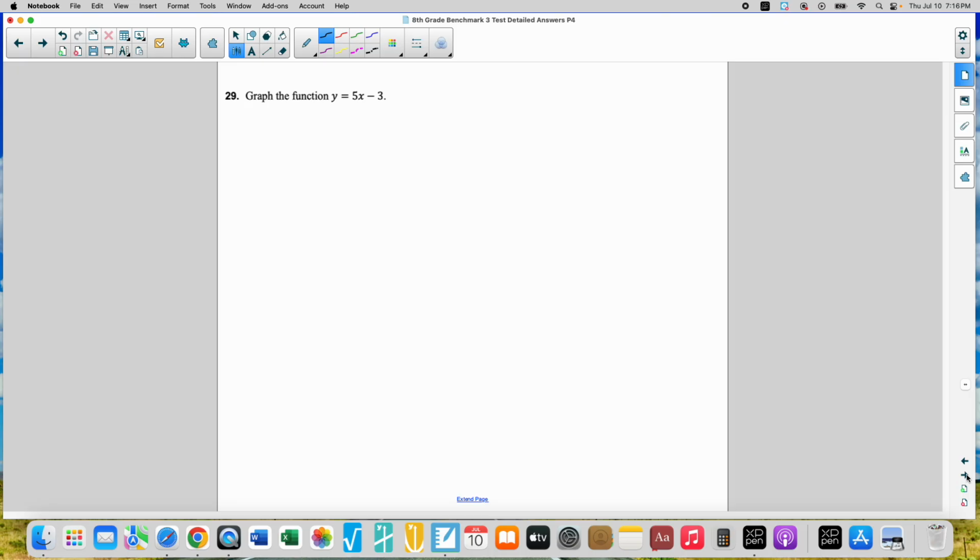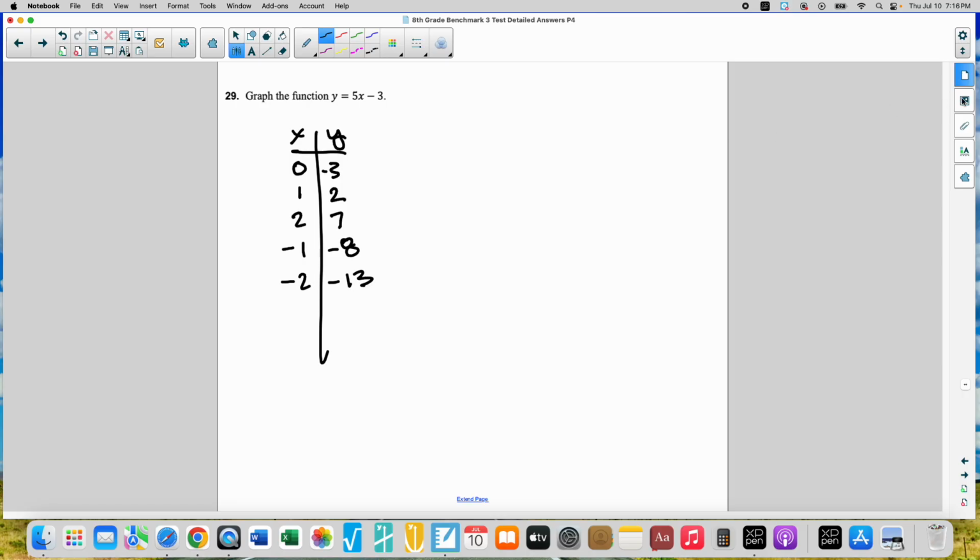So graph the function. We know that every input is going to produce a unique output. So we can do it in 2 ways. We can do it in this manner, where if we plug in 0, we get -3. If we plug in 1, we get 2. If you plug in 2, you get 7. If you plug in -1, you get -8. If you plug in -2, you get -13.